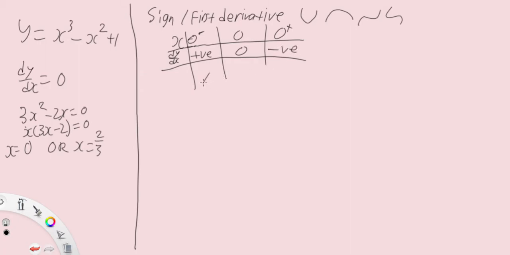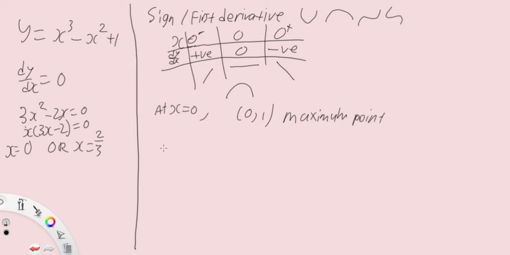What do we have at the end? We have positive gradient, zero gradient, and then negative gradient, and this gives us the classic n shape. Therefore at x equals 0, the point (0, 1), because we substituted x into the function, is a maximum point.